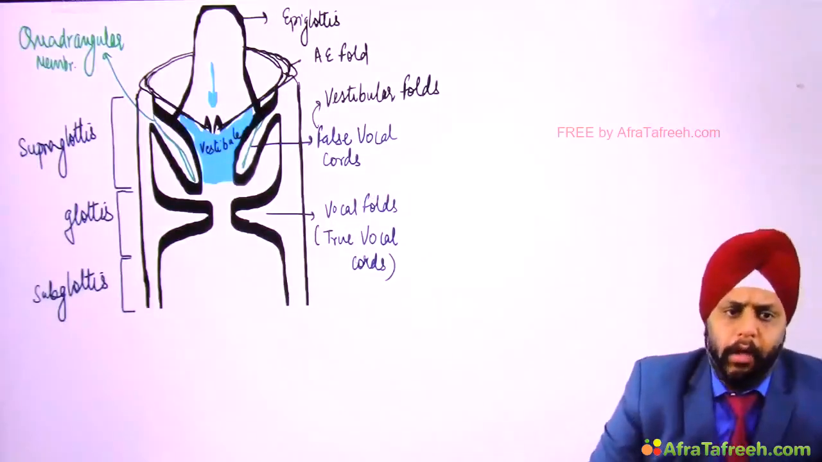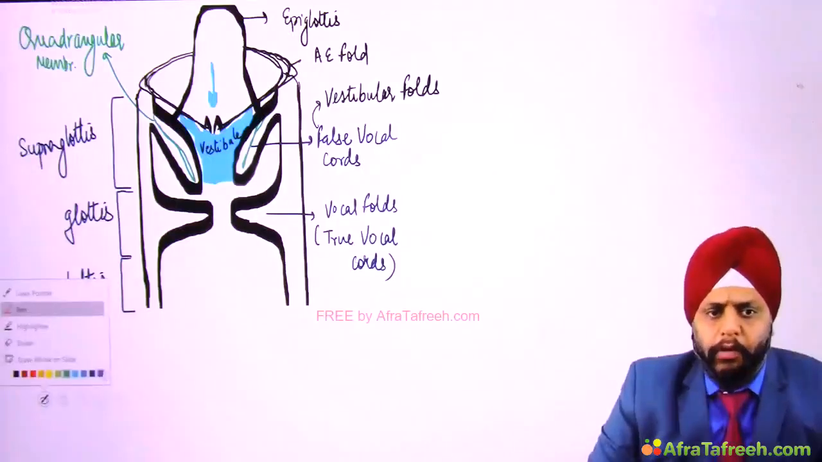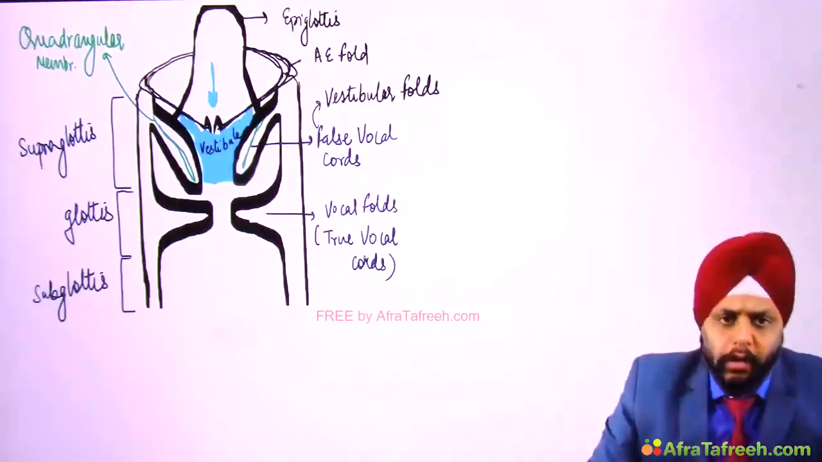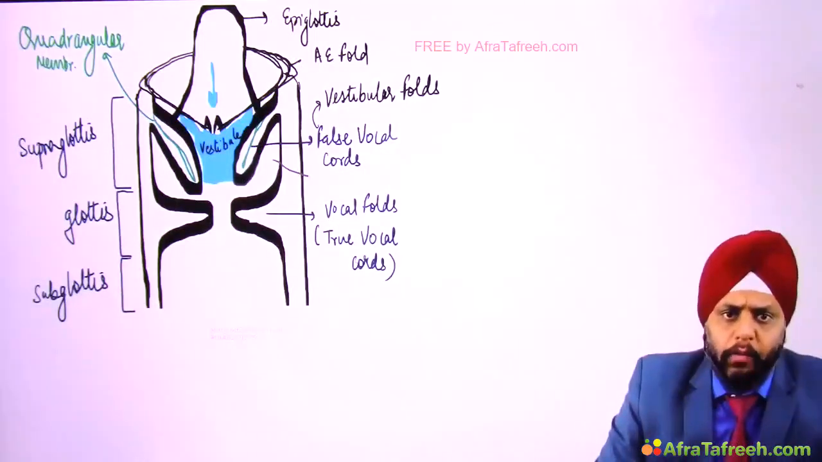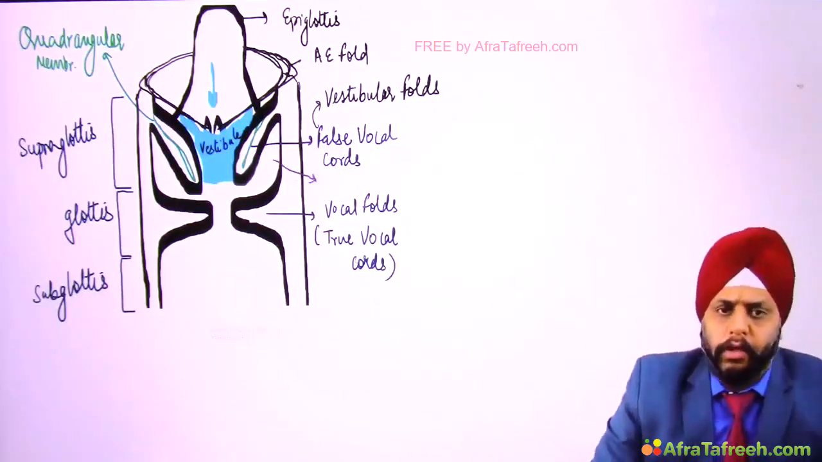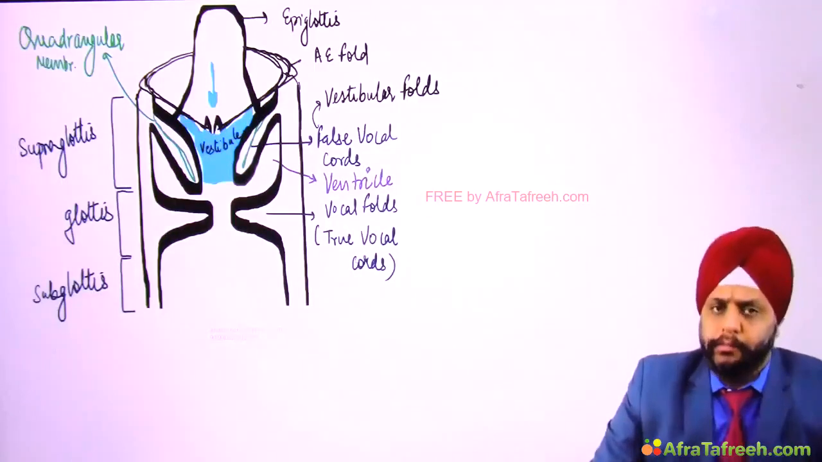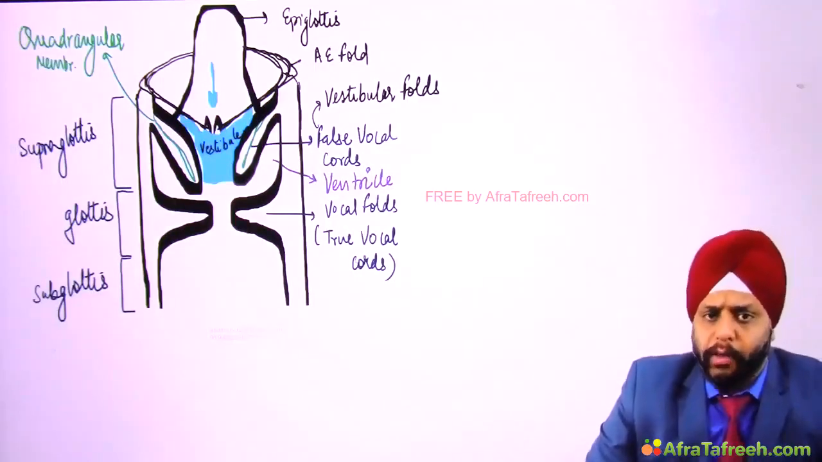Now you see the vestibular folds, they are hanging like this. Because they are hanging like this, they are enclosing a space over here. This space we call the ventricle.